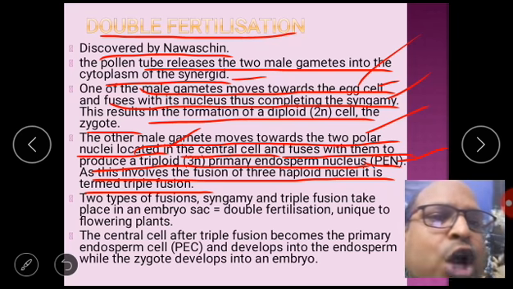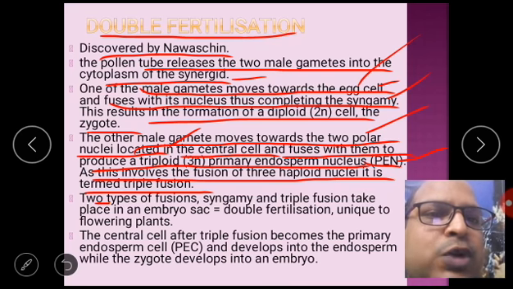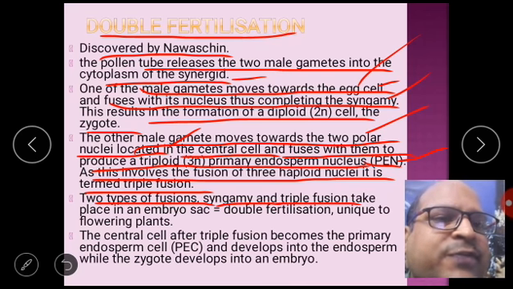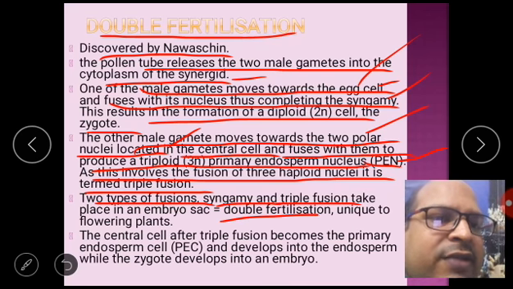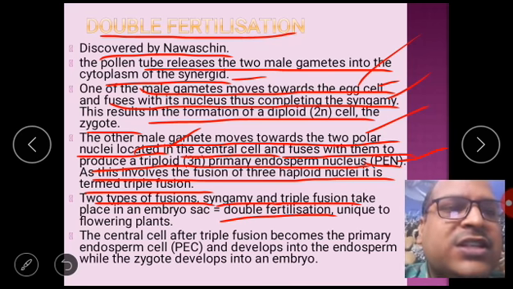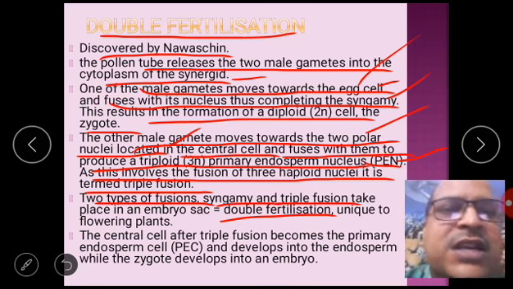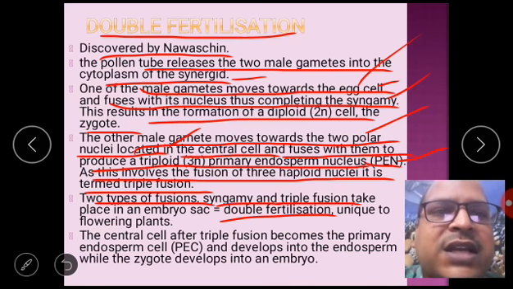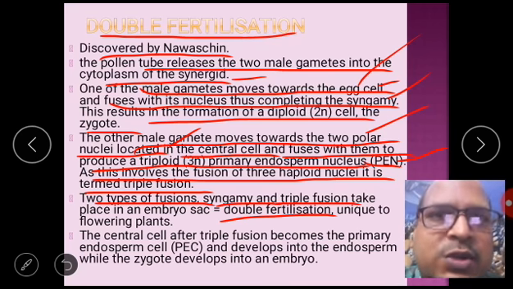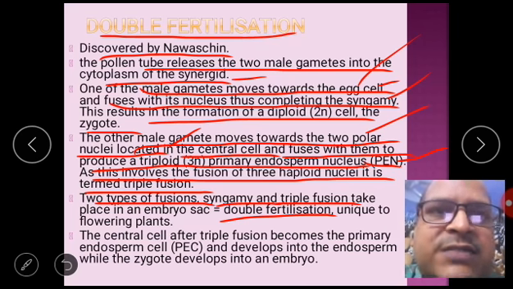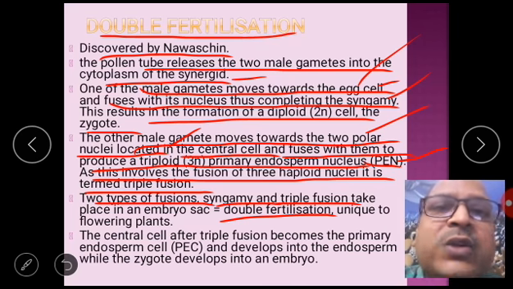Okay, now you saw that two types of fusions are there. One is syngamy and another is triple fusion. Since two types of fusion are there, that's why it is known as double fertilization. So it is clear. Now double fertilization means what? Double fertilization means syngamy and triple fusion. So dear students, I know you may be confused, but please watch this video twice or thrice. Everything will be clear. Okay. Try to understand these things.